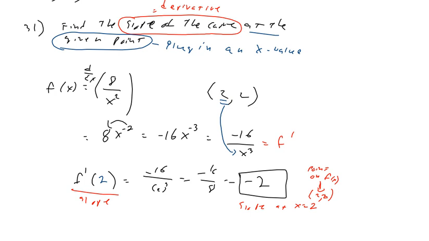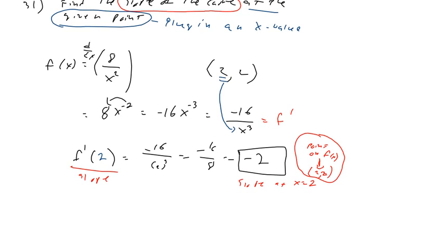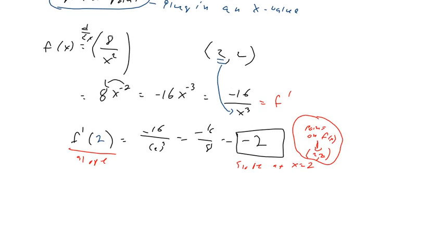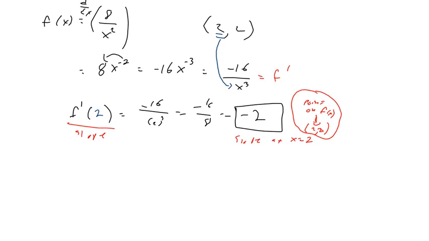So this is the original point on the function. At that point, I find the derivative, I find the slope. And that's how you would do it for all those questions. Find the derivative, plug it in, find the slope. Having an understanding of that is going to be key for doing a lot of these questions.